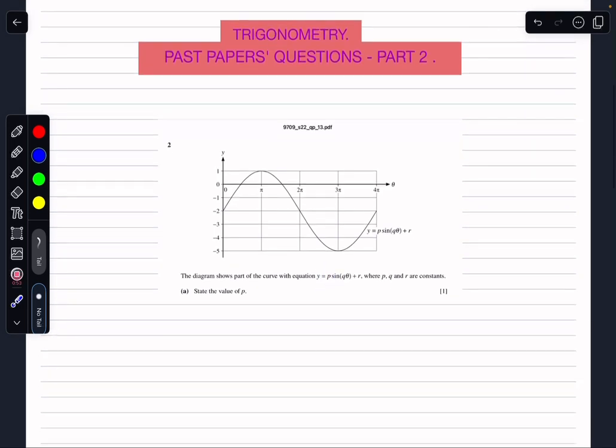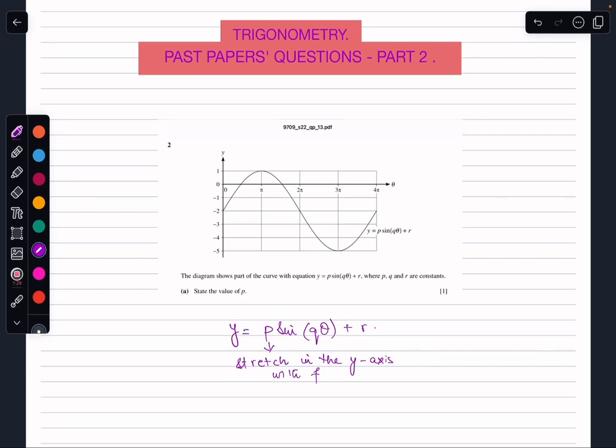So if I look at the equation, it's y equals p sine of q theta plus r, and they are asking us for the value of p. So p, we know, is the coefficient of the sine theta, of any trigonometric ratio, and that has to be the stretch along the y-axis with some stretch factor, and in this case the factor is p.